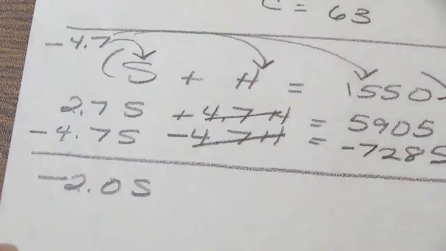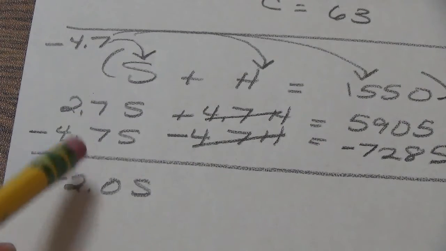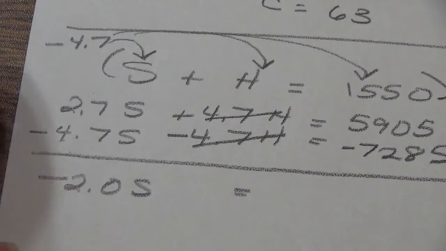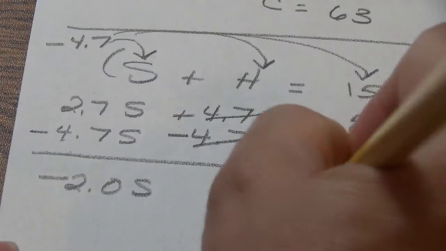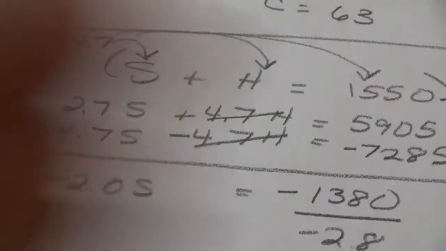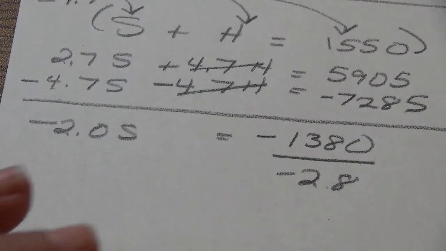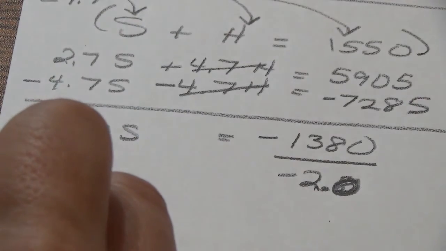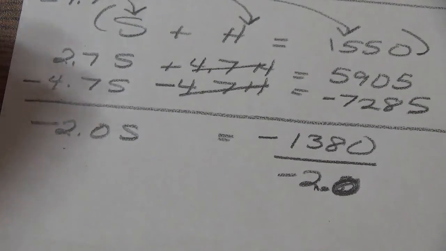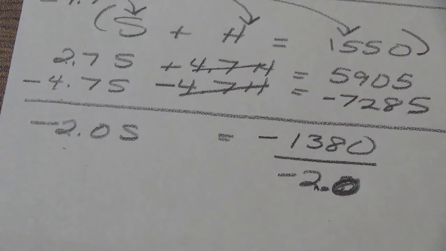My H's are going to be opposites. They're going to cancel out because I'm solving for the standard. I got rid of the high quality. And then on the other one, 5,905 minus 7,285 gives me negative 1,380. Again, on this one, I'm going to take a negative divided by a negative. And so, whoops, not 2.8. That was 2.0. Helps if I divide by the right number. The negative 2.0 I'm dividing by. So I'm going to take my negative 1,380 divided by my negative 2.0. And so S equals 690.